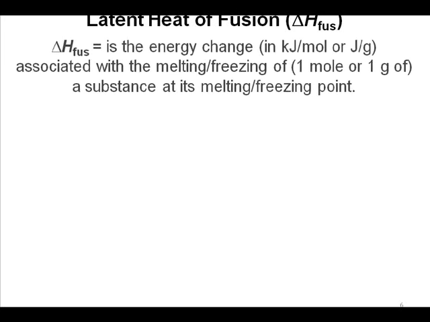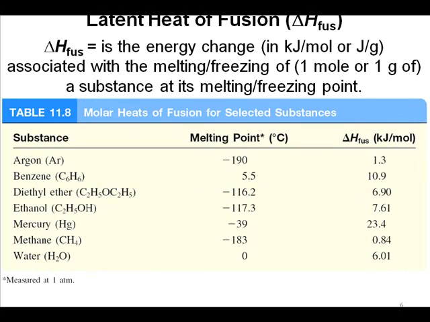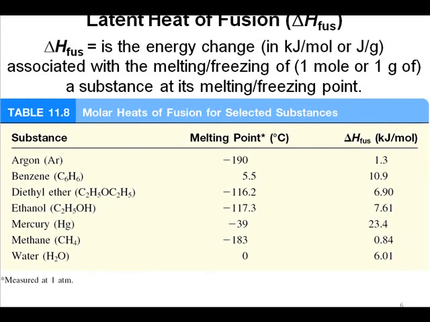Now, the idea of latent heat is a very important idea. We list it as the delta H of fusion, and what it is, it's the energy that is added or removed to create a melting or a freezing process. Now, let's give some examples of this. Notice that the melting point of argon is minus 190 degrees Celsius. So it melts at a very, very low temperature.